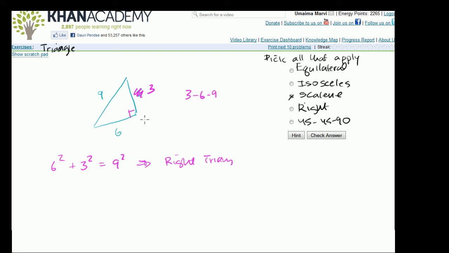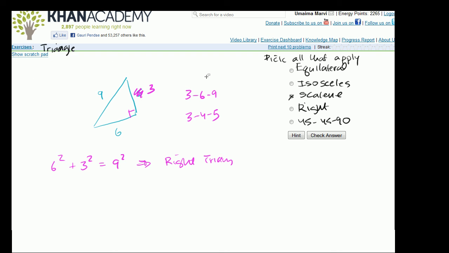And then the other one that I think it's pretty good for students to recognize fairly quickly are the 3, 4, 5 right triangles. And so we could throw 45, 45, 90 here. We could throw 30, 60, 90. And so every now and then we can make the sides match up to a 45, 45, 90 or 30, 60, 90 triangle.